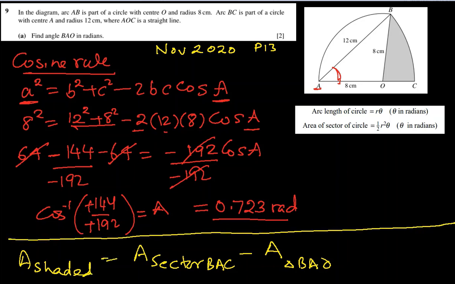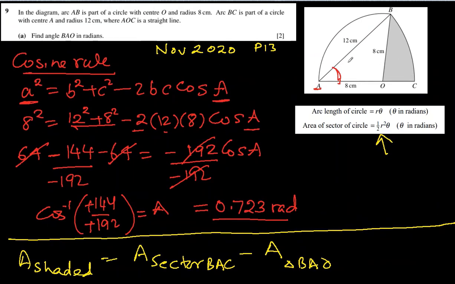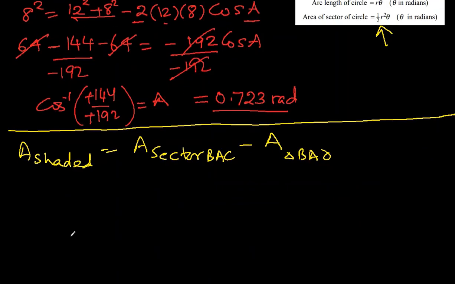All right, so let's find the area of the sector first, and we have been given the formula here. I have copied it from the formula sheet again. So half r squared theta. R is, for this sector, 12, and the angle we just found is 0.723 radians. So it will be half times 0.723 and r squared will be 12 squared.